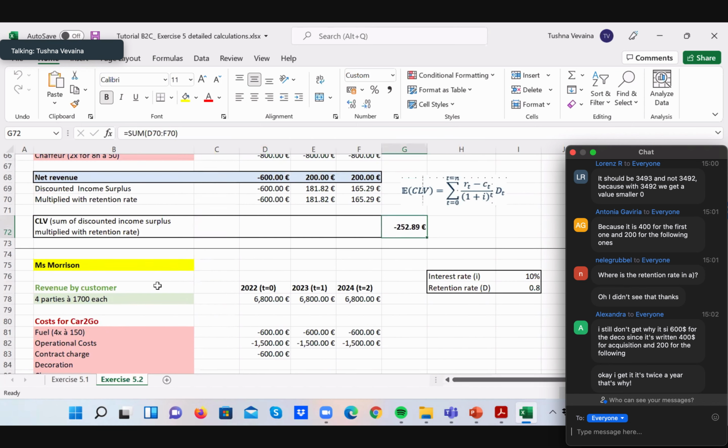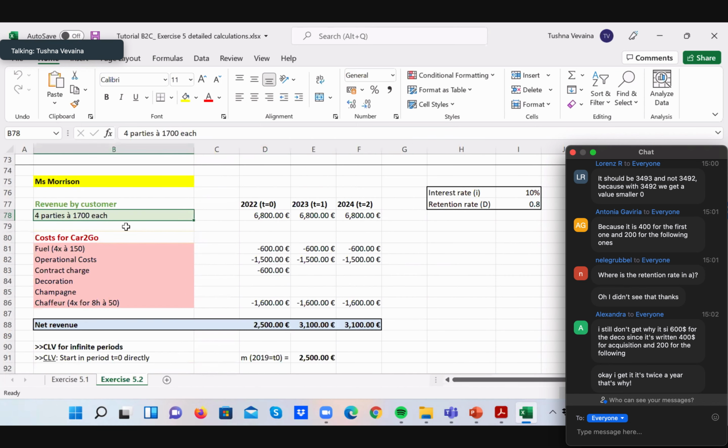And then for Mrs. Morrison, I do the same thing. I have 4 parties of 1,700 each, my revenues. I deduct all my costs here. She doesn't want decoration. It was explicitly mentioned, no champagne, no decoration. I have a retention rate of 0.8, interest rate of 10. So when I have my net revenue, it's going to be basically your revenue minus your cost.